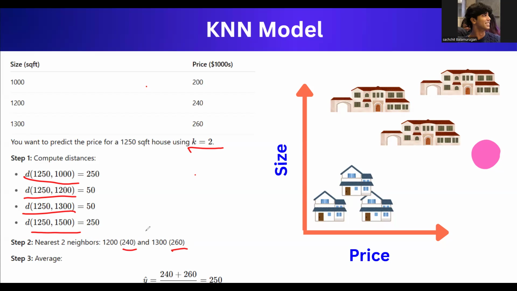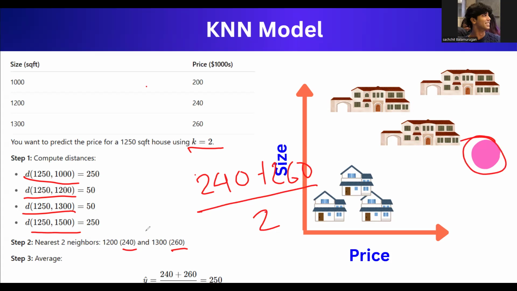And then what do we do from here? Well, we add them up like this, 240 plus 260, and then we divide it by 2. And that will give us the prediction value of this. So now this house is worth 250K based on the closest distance. So that's how this works.